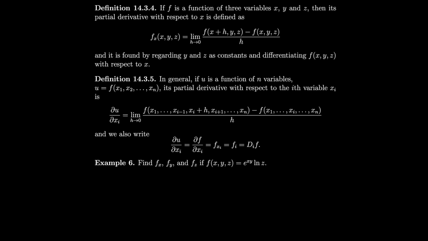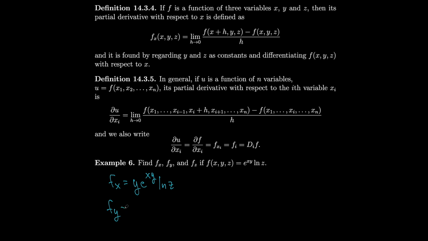For example, let's look at this function over here, e to the xy, ln z. In this case, we don't have to use implicit differentiation because we're thinking of it as a function of 3 variables. So if I want the partial derivative with respect to x, then I treat both y and z as constants. So e to the 2x would just be 2e to the 2x, so e to the xy is just y e to the xy, and then we just keep our ln z because it's constant.